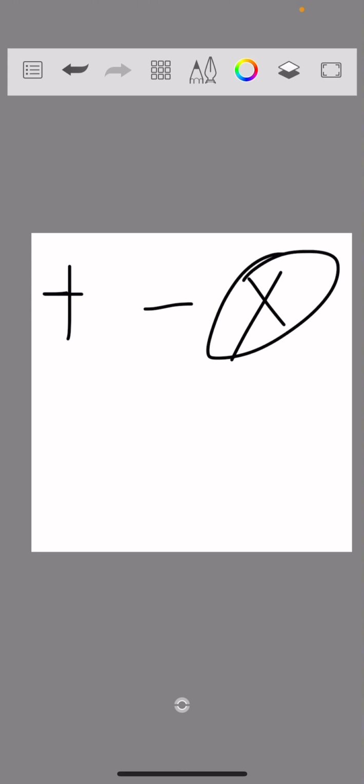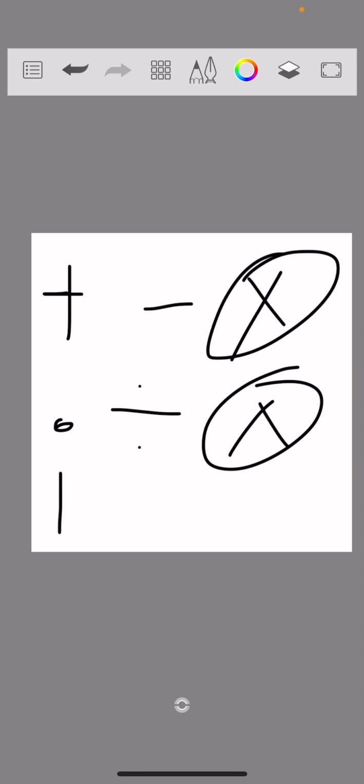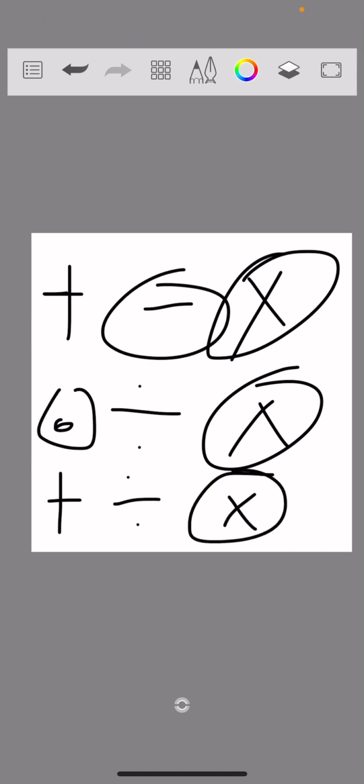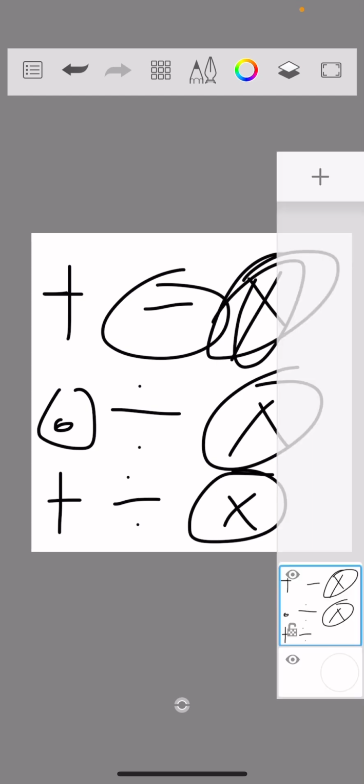In the next video, I'm going to try different combinations, like using both plus and minus with a variable, doing multiplication and division with the variable, doing addition and division with a variable, and doing multiplication and subtraction with a variable. That's what my next video is going to be.